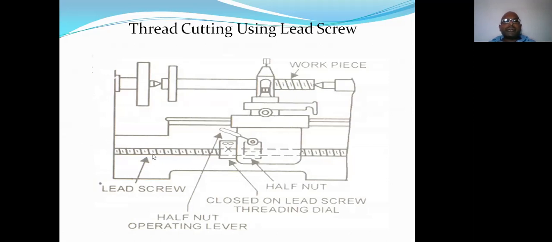So this is the lead screw. And this particular one is the half nut mechanism. Observe. Now this half nut is in contact with the lead screw. Whenever this particular lever is operated, the lever appears on the external surface. So by using that lever, the half nut makes contact with the lead screw. Whenever the half nut is in contact with the lead screw, due to the rotation of the lead screw, this carriage also travels in the direction towards the job.